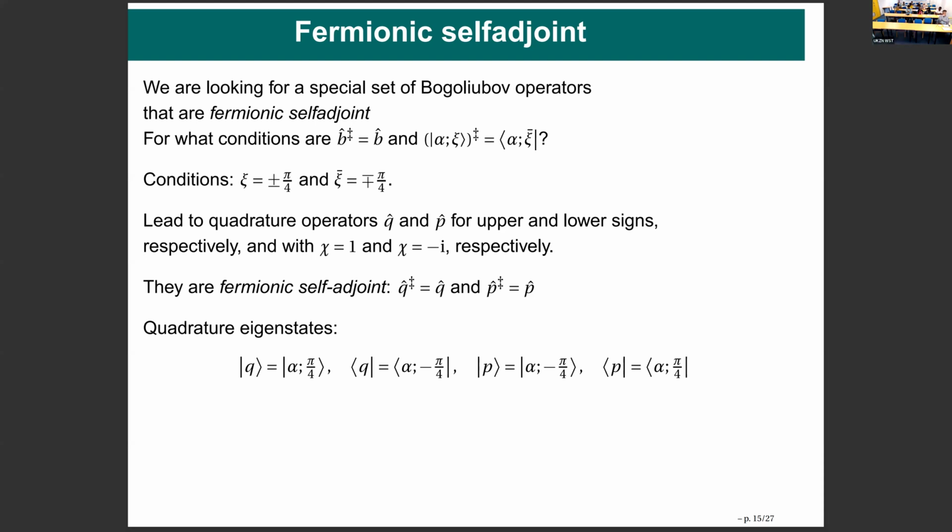Furthermore, I can now write down all the eigenstates for these quadrature operators. It's just an arbitrary squeeze, arbitrary displacement, but the squeezing parameter is always either pi over 4 or minus pi over 4. So for the quadrature Q, it's pi over 4. For the dual of the quadrature, it's minus pi over 4. For P, it's minus pi over 4, and for the dual of P, it's pi over 4. So the interesting thing is now you see that the ket of Q and the bra of P are Hermitian adjoints.